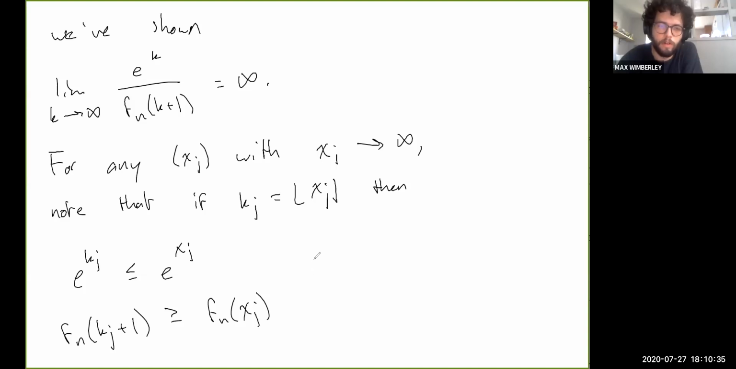So let's see. That means that e to the x_j over f_n of x_j is greater than or equal to, oh, did I flip these around?